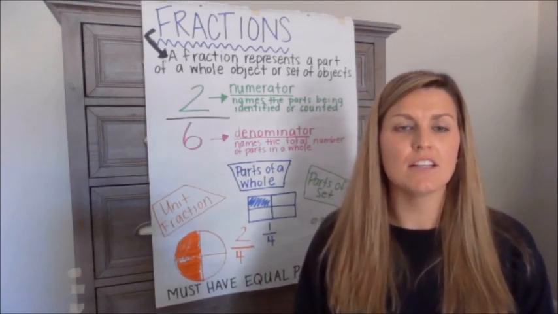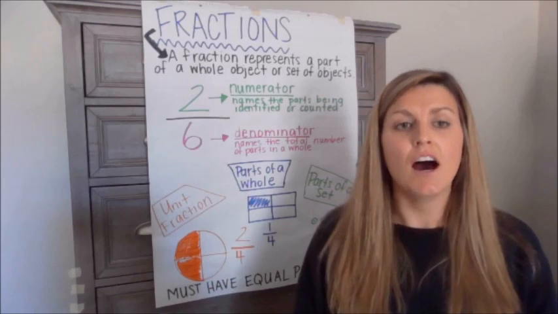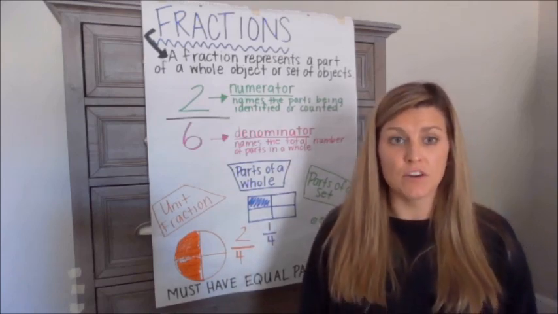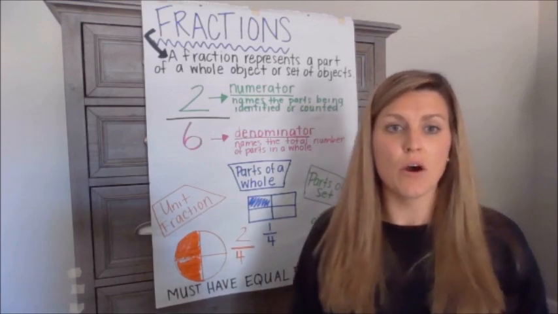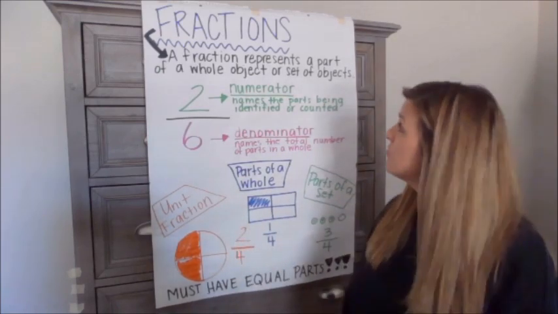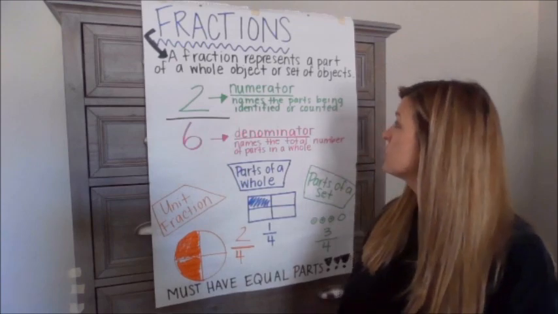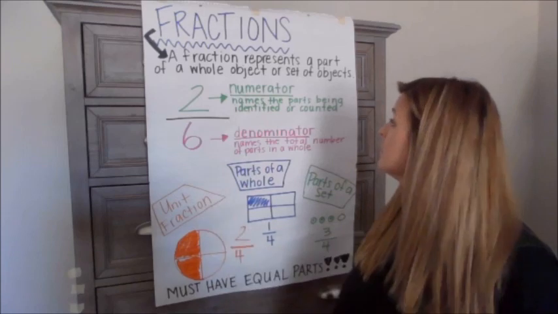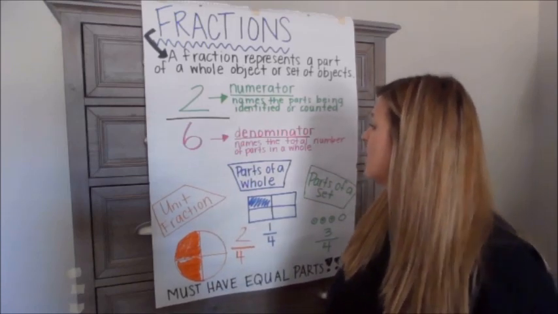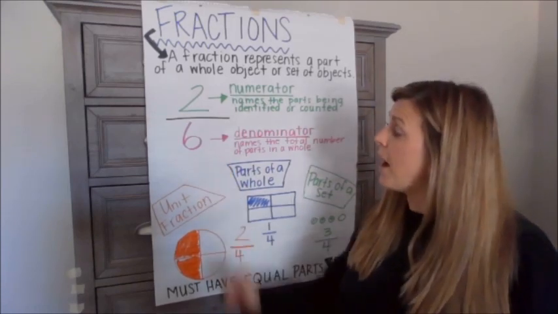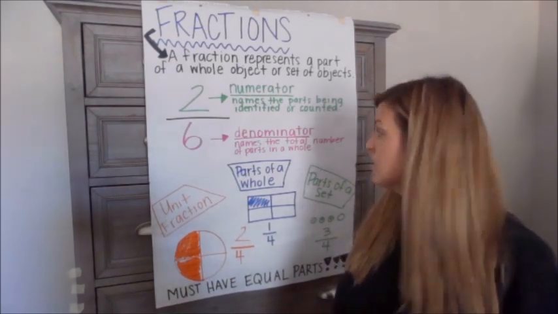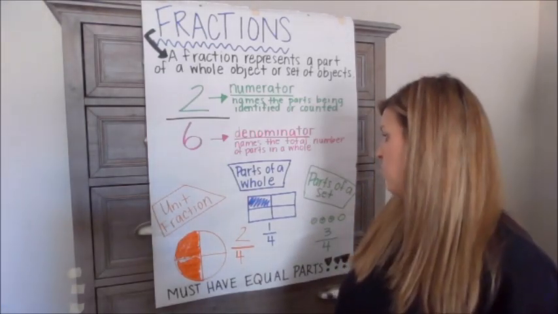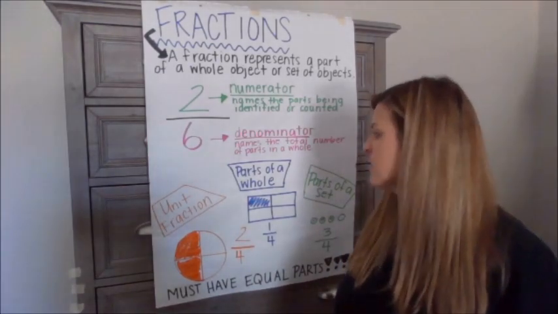I know that Miss Healy taught you a lesson on fractions on Monday and she focused on circles. Today we're going to focus on rectangles. So a reminder, a fraction represents a part of a whole object or set of objects. The top number is called the numerator, that names the parts being identified or counted. And the bottom number is the denominator, which names the total number of parts of the whole. So there are three different ways we can do that.